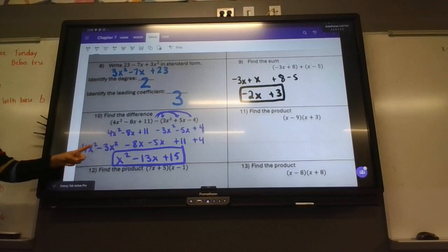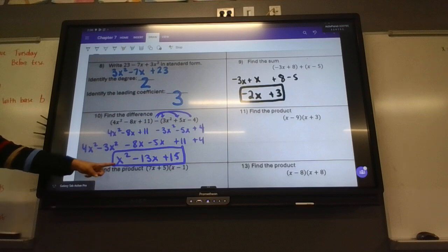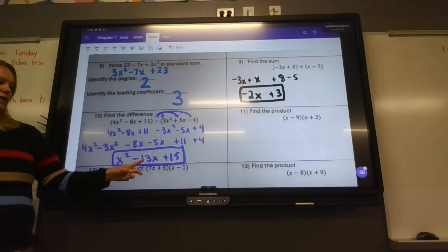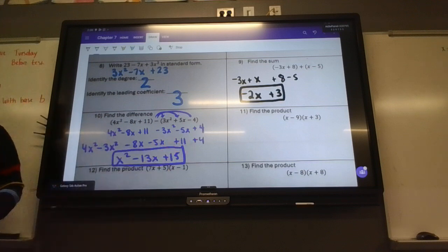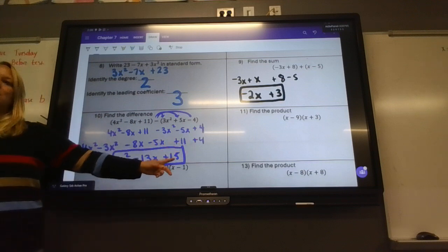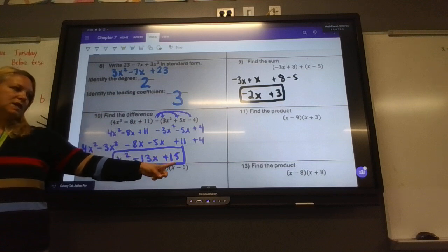So 4x squared minus 3x squared is just x squared. The exponent stays. Negative 8 minus 5, negative 13x. And then a positive 11 and a positive 4 is 15. If you got a 7 here, you're making a mistake.